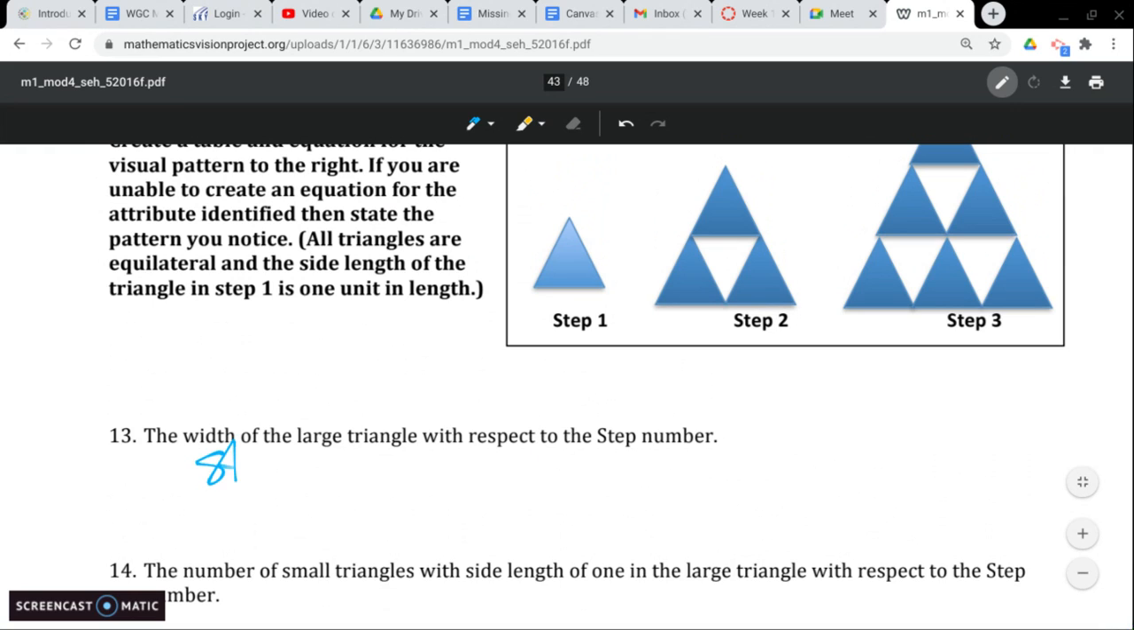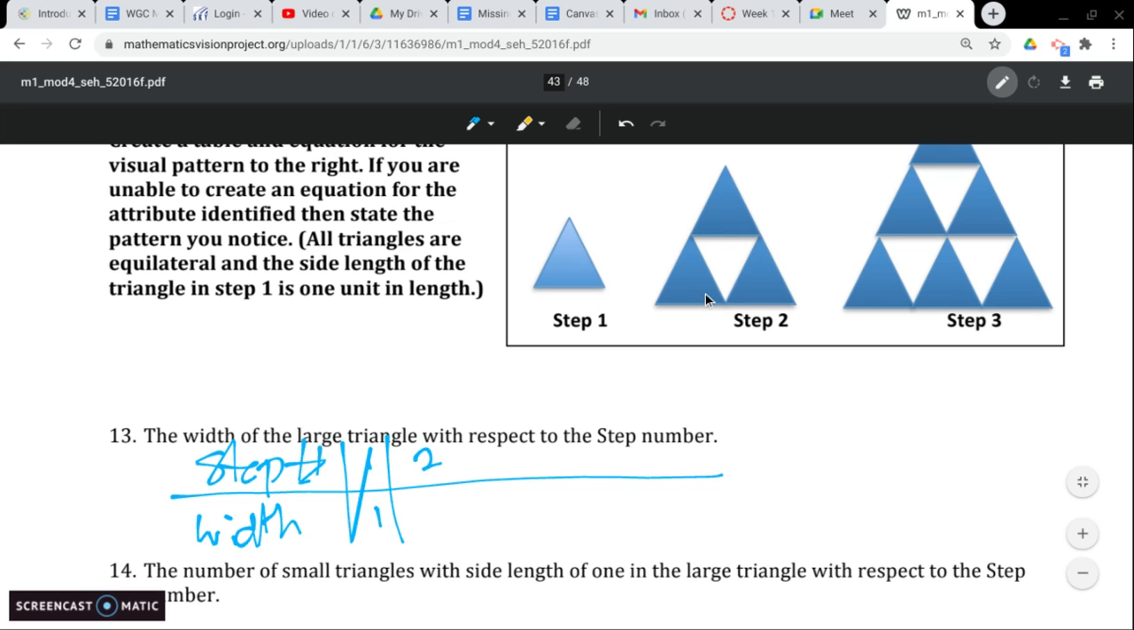So we're going to have step number and width. So for step 1, the width is 1. For step 2, the width is 2. For step 3, the width is 3. So our equation is y equals x, where step number is x and width is y.